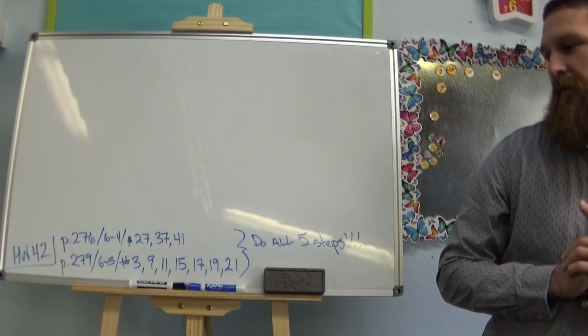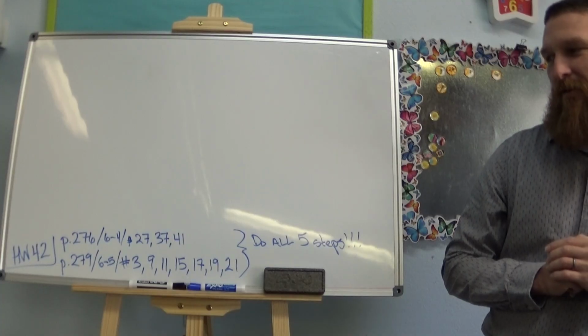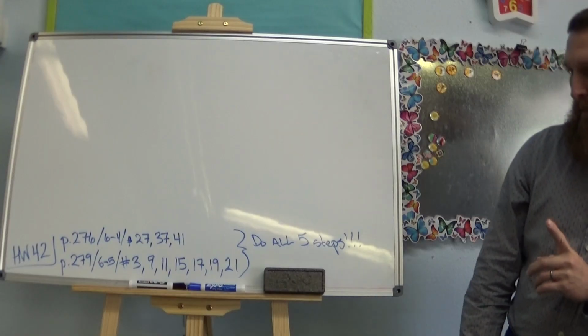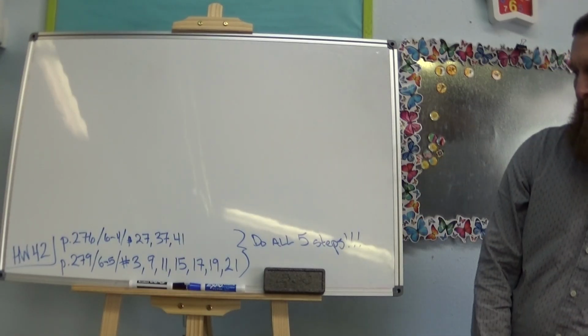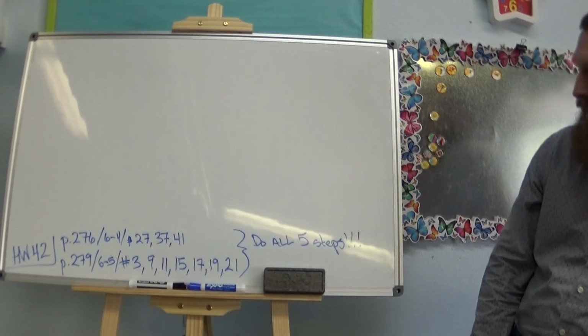Homework 42, as you can see, has the exact same sections as homework 40. The problems are different. There's only 10 of them: 1, 2, 3, 4, 5, 6, 7, 8, 9, 10. Yes, there's only 10 of them.